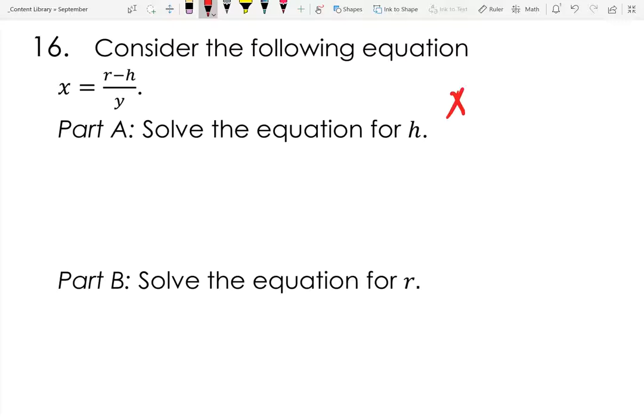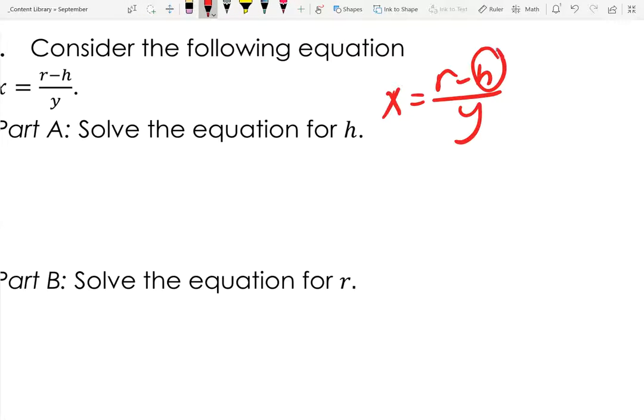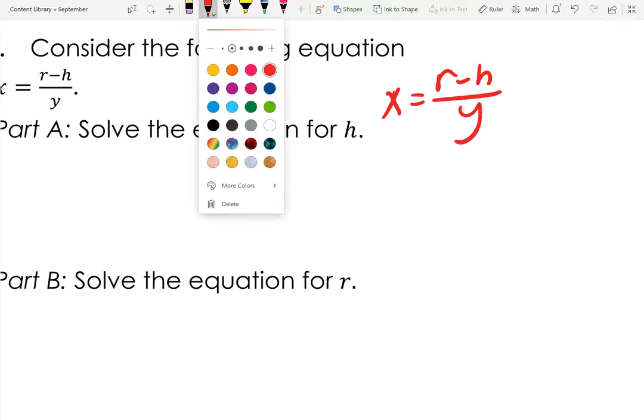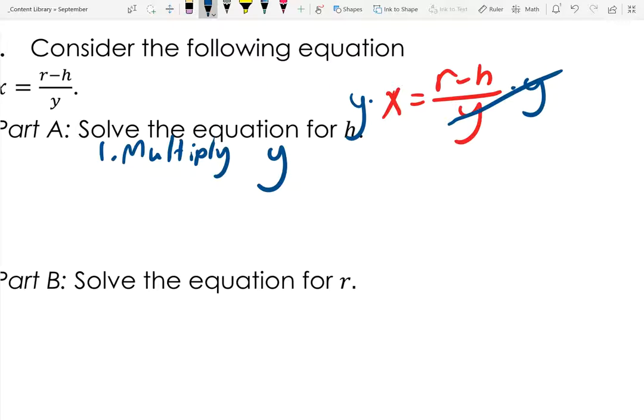So we have x equal to r minus h over y. Now the first thing that we're going to do, because we're trying to solve for h, we need to get rid of r and we need to get rid of y. The first thing we're going to try and do is get rid of the y, because it's in the bottom, it's in the denominator, it's kind of in the way. Because it's in the denominator, that means divided by y. So since it's being divided, we're going to multiply by y on both sides. So step 1, multiply y. Okay, so that the y in the bottom can cancel out.